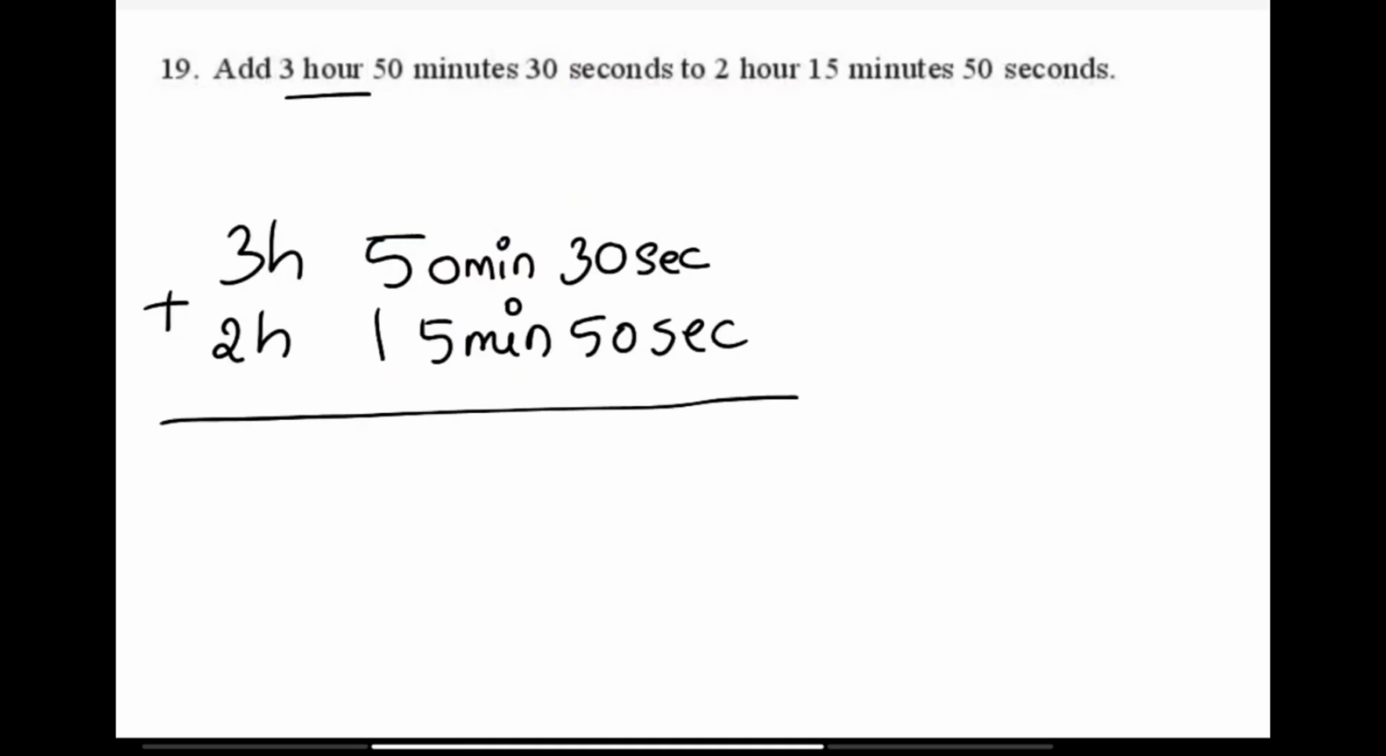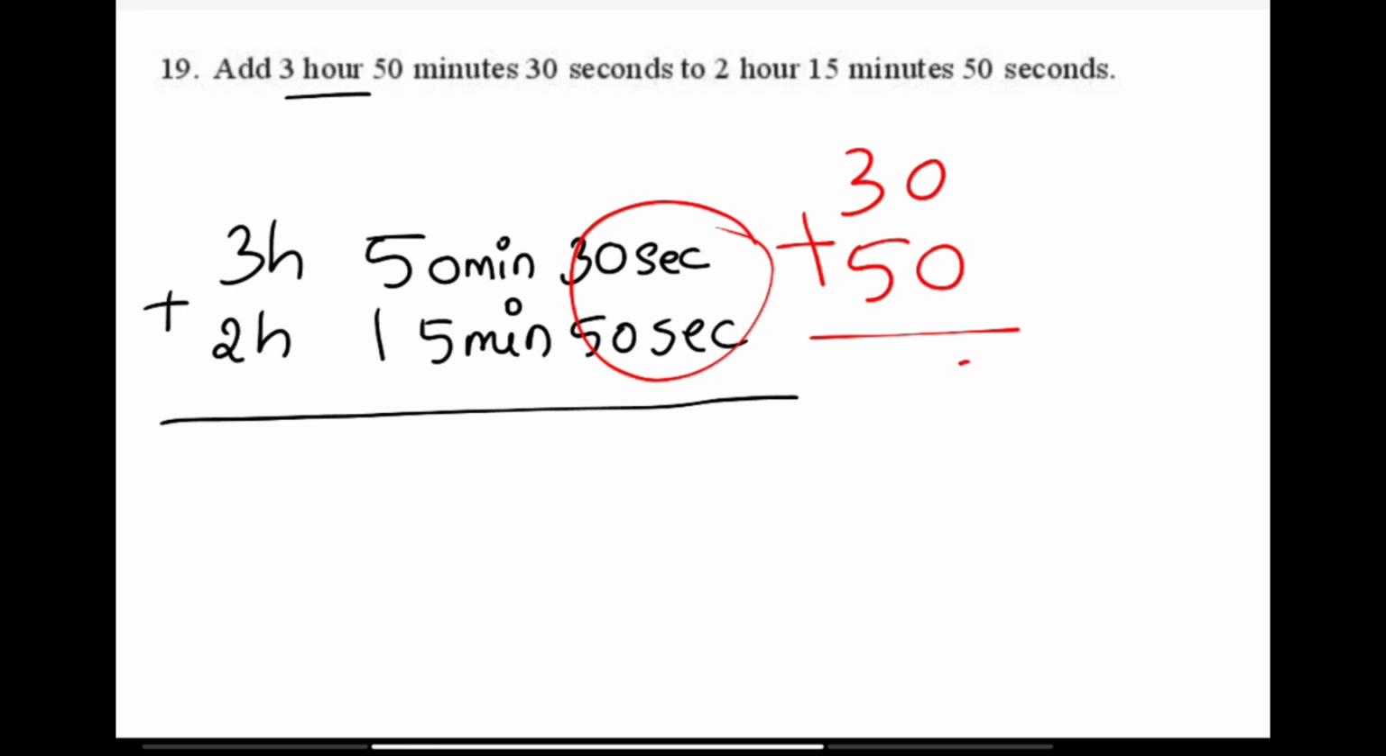Add 3 hours 15 minutes 30 seconds to 2 hours 15 minutes 50 seconds. You have to add. Let us write it here first. 3 hours, and you can see we have to add this one. Let us start from the seconds. We'll write 30 plus 50. 0 plus 0 is 0, 3 plus 5 is 8. Now it is 80.